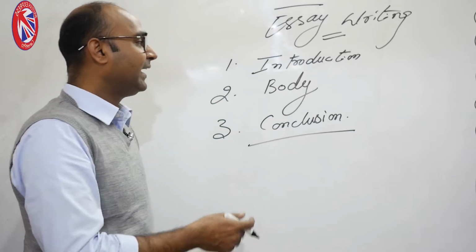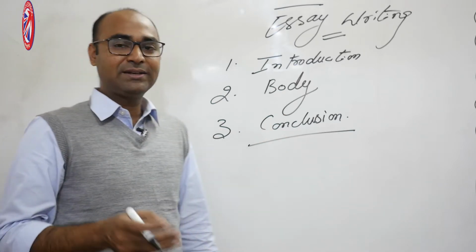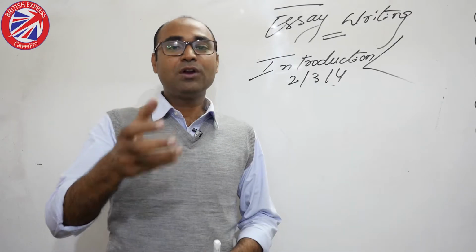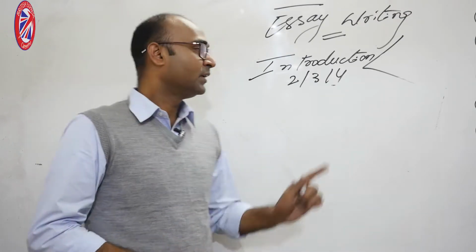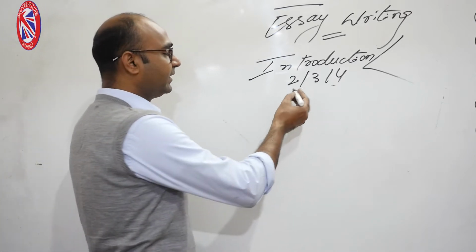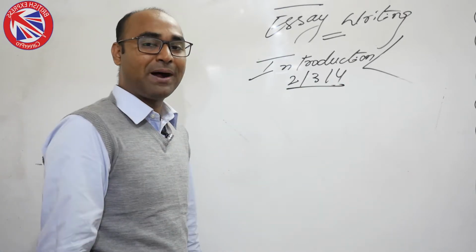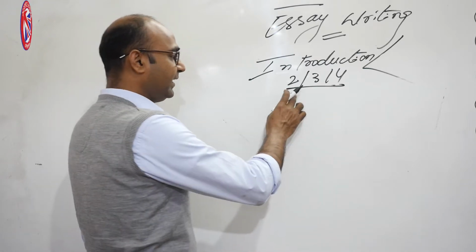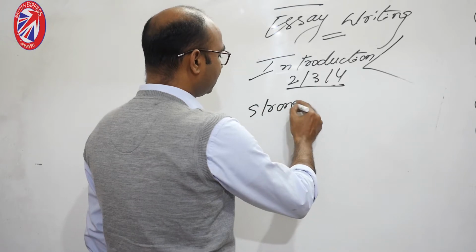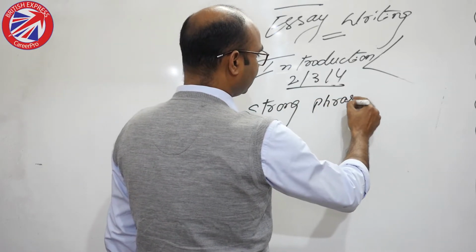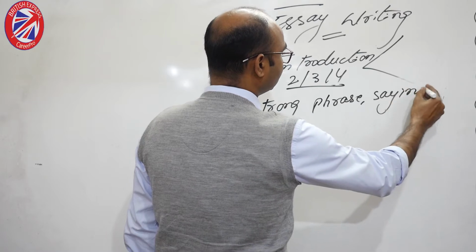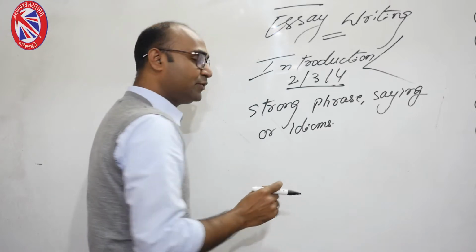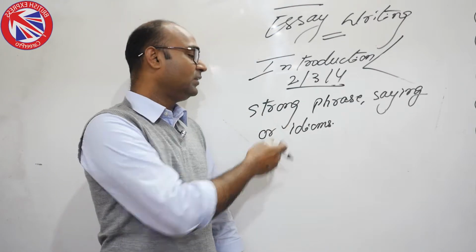Now, next point: what to write in introduction, what to write in body, and what to write in conclusion. One by one, a few more points for you. What to write in introduction and how to write introduction. Remember, introduction should be divided in 2, 3 or 4 parts, at least 2 sentences, maybe 3, 4, 5 sentences. In that case, we should write a strong phrase, saying, or idioms. What does it mean? It means we should start the sentence with a quote.